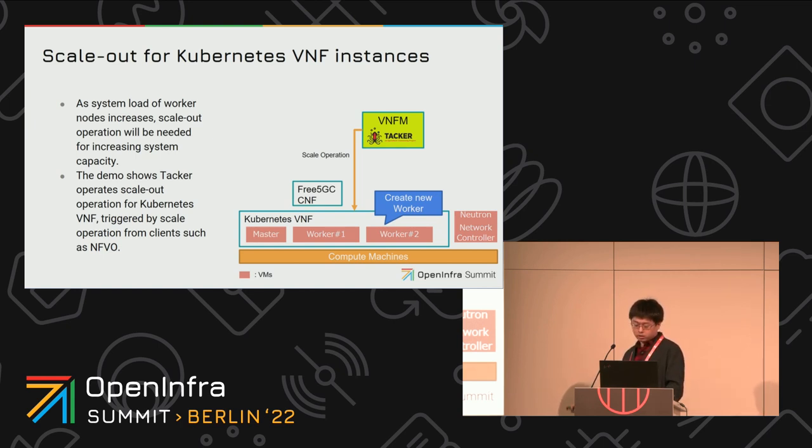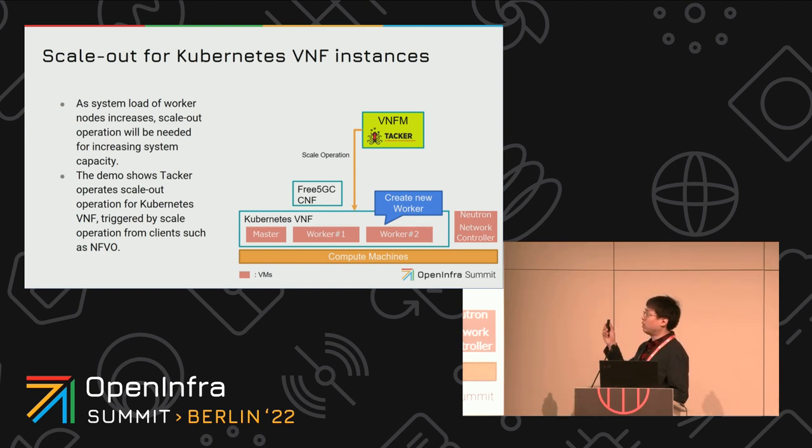Next, from here we would like to show you a sample operation that needs scale out of CNF or VNF components. First, if system load on worker nodes increases, of course, you have to increase the capacity of worker nodes. So operators will be needed for increasing system capacity by increasing the number of worker nodes.